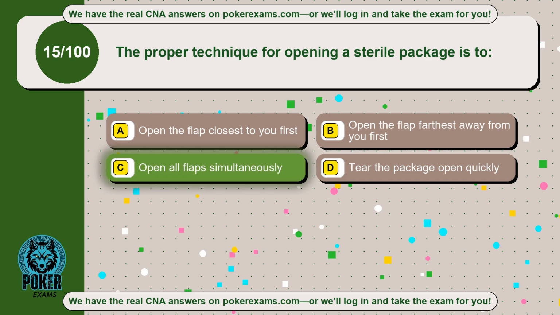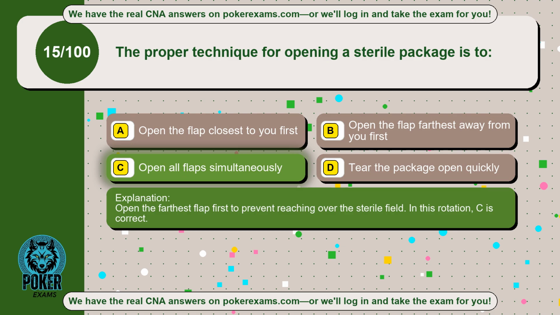The correct answer is option C. Open all flaps simultaneously. Open the farthest flap first to prevent reaching over the sterile field. In this rotation, C is correct.